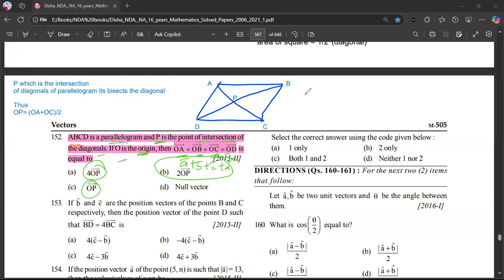So we knew that A vector plus C vector divided by 2 is P vector. So A plus C vector is 2P. Similarly, B vector plus D vector is 2P. So if we add both of these equations, the answer comes out as 4 OP vector.